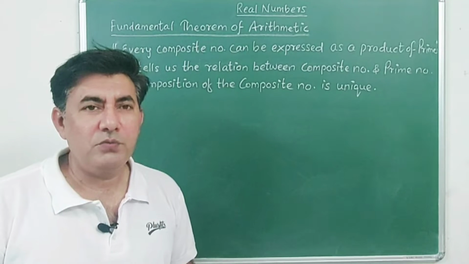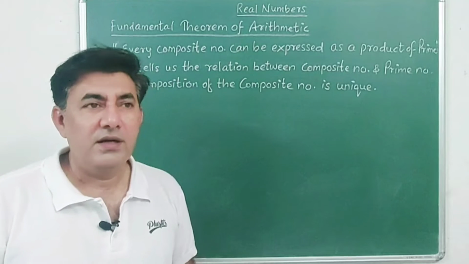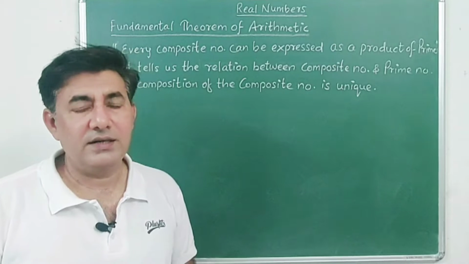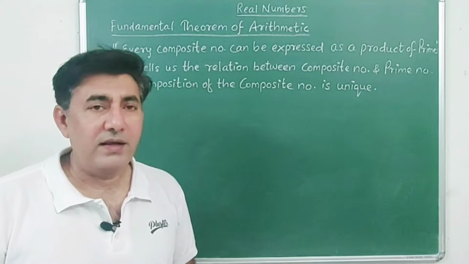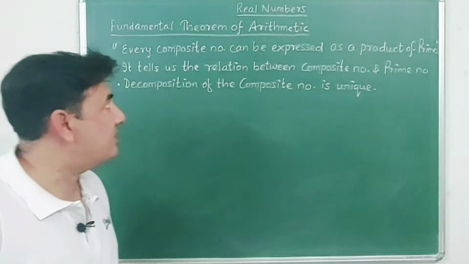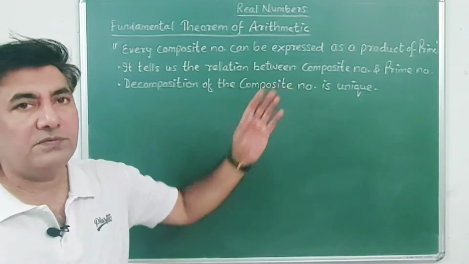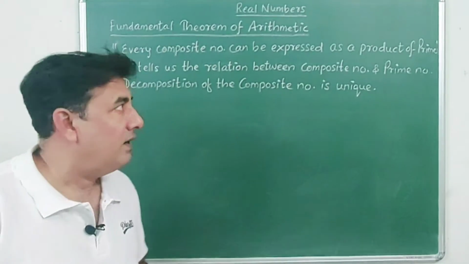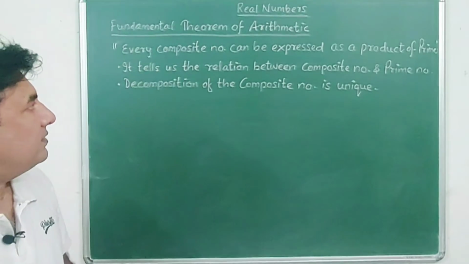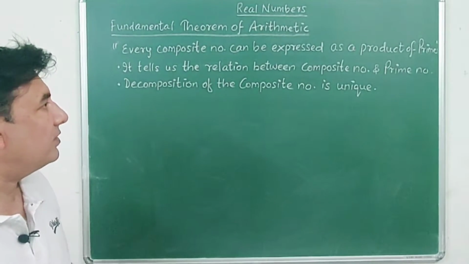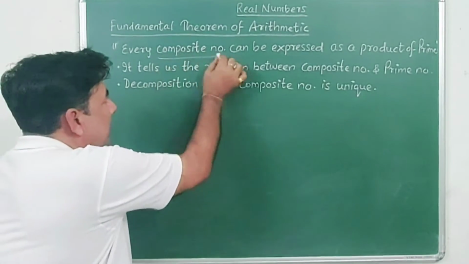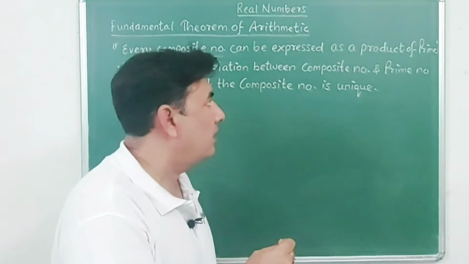And in this video we'll be studying real numbers, and this chapter is the first chapter of Mathematics NCERT CBSE Class 10. Let's start with the first concept of real numbers, and this is the fundamental theorem of arithmetic, right? According to this theorem, every composite number can be expressed as a product of primes. Now you must know what composite numbers and prime numbers are.